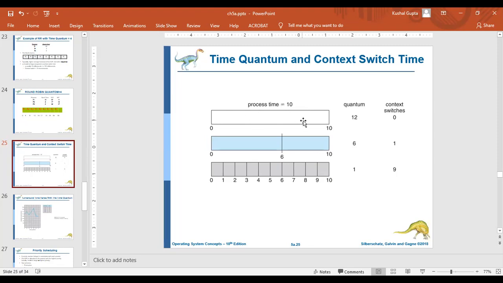If your process time is 10 and your quantum is 6, first you will execute the 6, then you will execute the next 4. So at least one context switch will be required. If your quantum time is 1 and the process time is 10, you will require many context switches. Here 9 context switches minimum will be required to complete this process. So if your quantum is less, that means your context switches will be more.